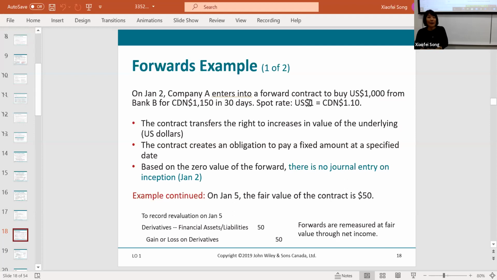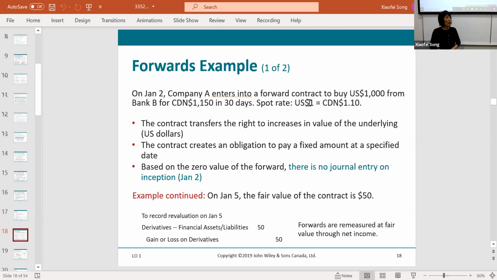Okay, so now you may look at this and say, why don't you just buy now? Maybe company A does not have extra cash to buy it now. Maybe they will receive the payment before 30 days, and so they can buy US dollars then, right? So that's a possibility. Another question you will go, why?